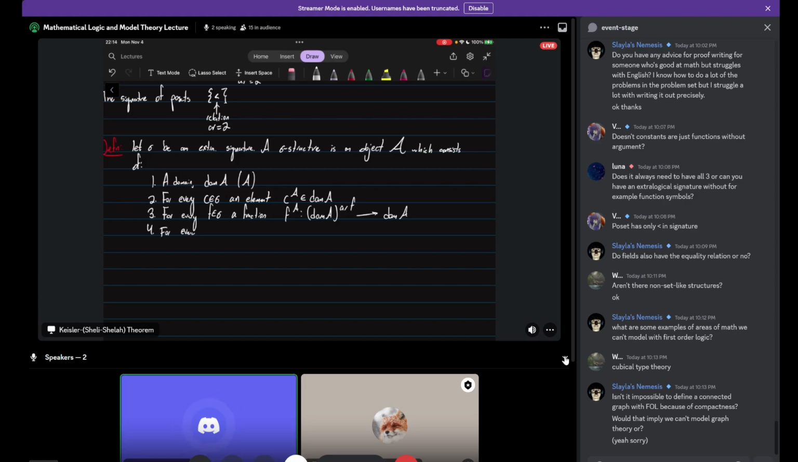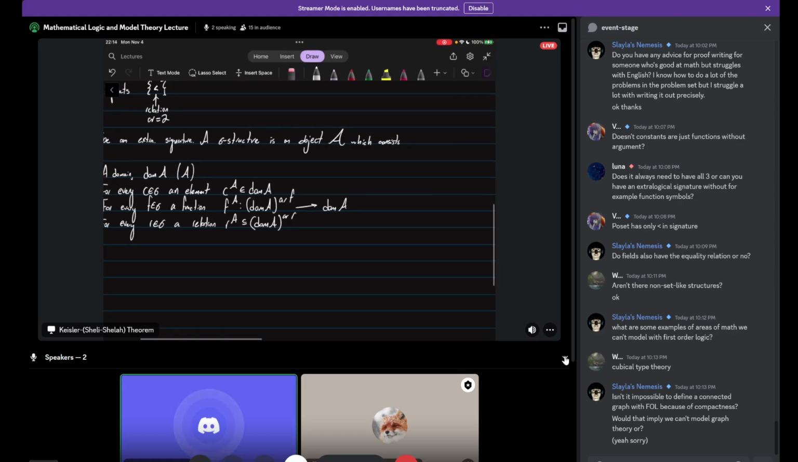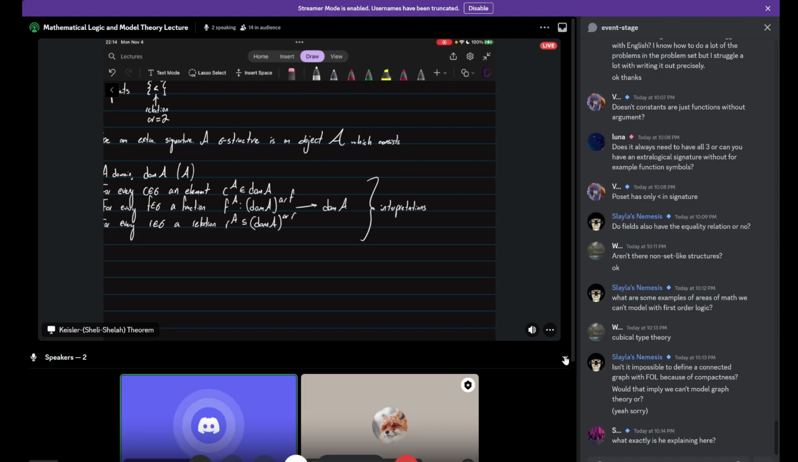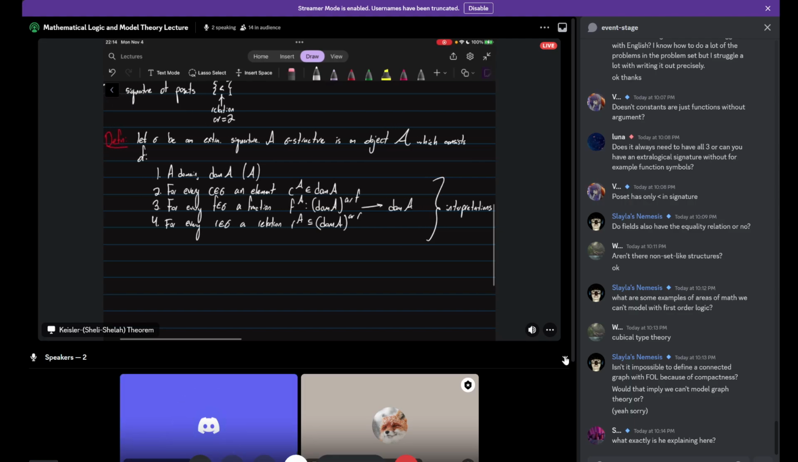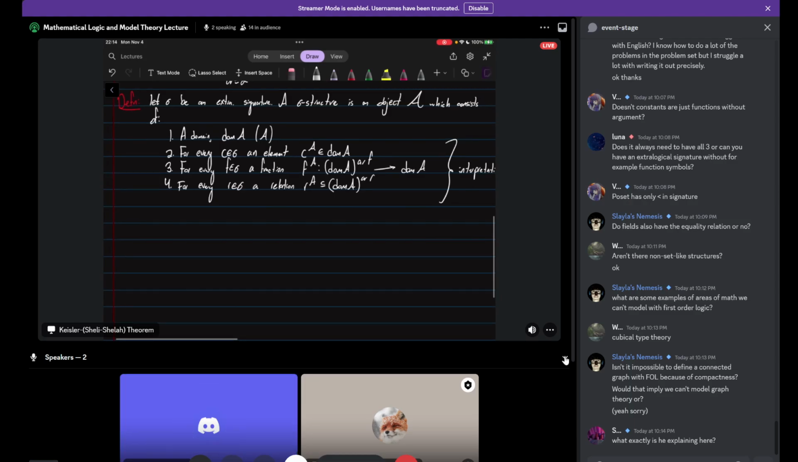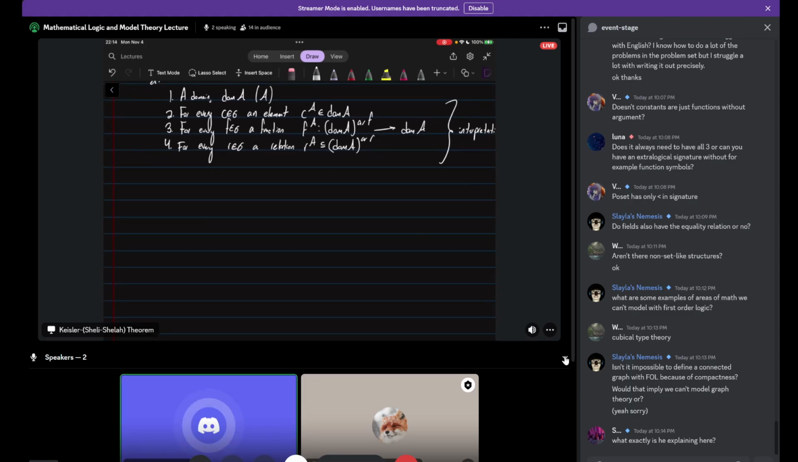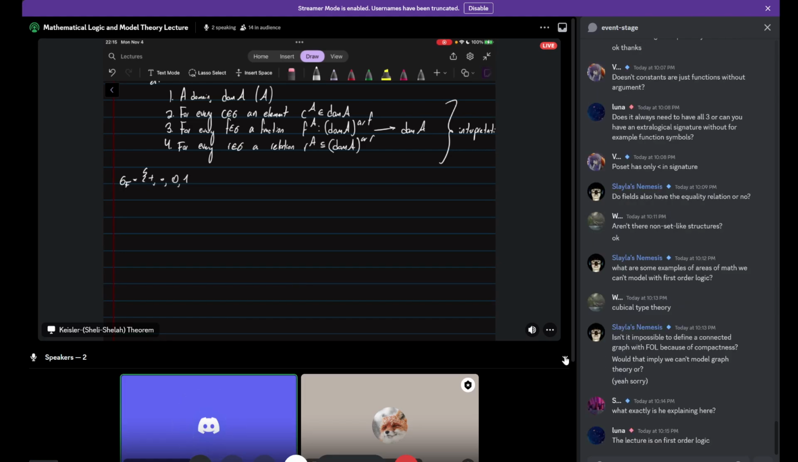4. For every relation symbol in sigma, a relation R of A, which is a subset of the domain of A to the power of the arity of R. These three things are called interpretations of the symbols in the signature. So, for example, let's take the signature of fields. Let's call that sigma sub f, which has plus, times, 0, and 1.